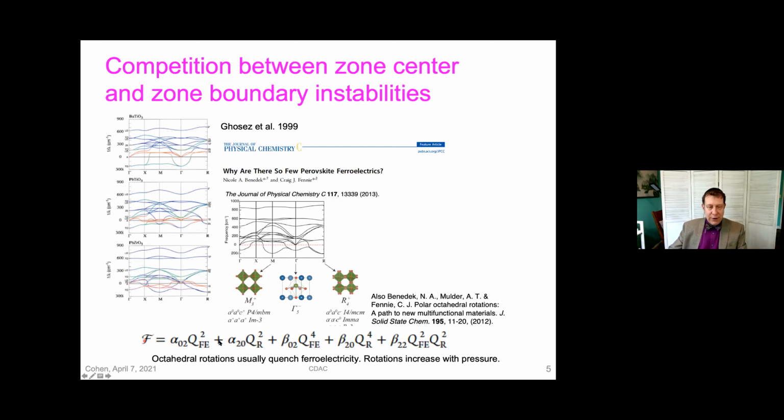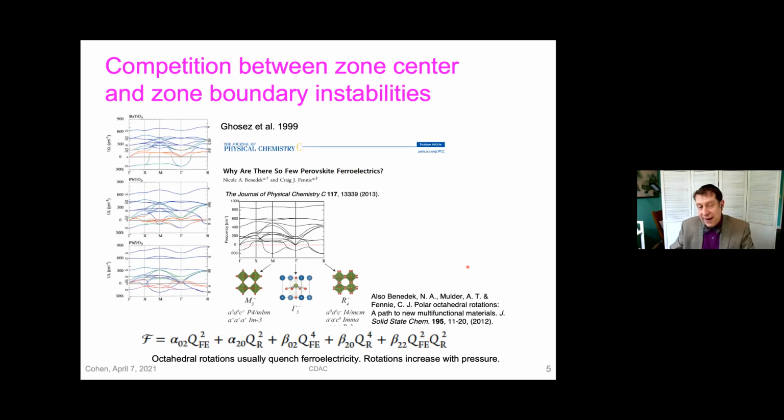And so you can write a free energy expansion, and very often there's a coupling term between the rotations and the ferroelectric mode, where the coupling is such that they inhibit each other, so that if you have a rotation, it tends to make the ferroelectricity go away. So generally, octahedral rotations were thought to quench ferroelectricity, and the rotations tend to increase with pressure. And so this was another reason that people thought that there shouldn't be ferroelectricity at high pressure, because if anything, things should distort in a different way, instead of having ferroelectricity.